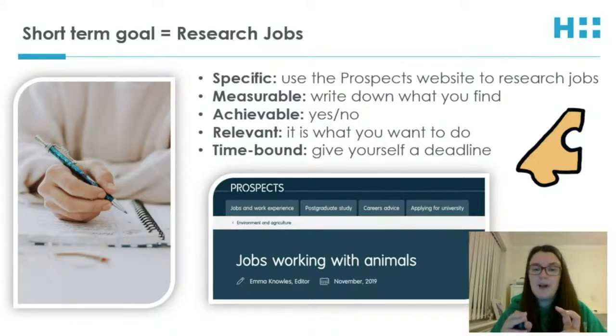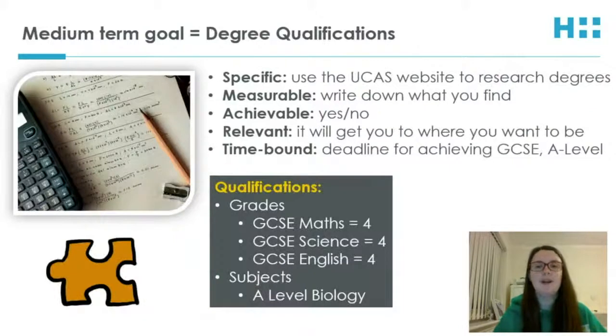It is time bound because you will give yourself a deadline to do this. So let's say you're only doing it for an hour, you could do that within the next week. Give yourself a week's deadline to do this and research those jobs. And then when you've done it, you can tick off that action point on your jobs list. From this goal, you might have figured out that you want to do a specific job. For the sake of this example, I'm going to choose veterinary nursing.